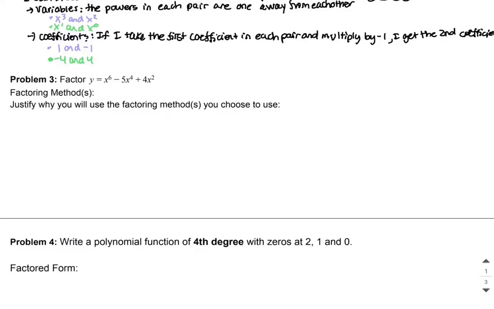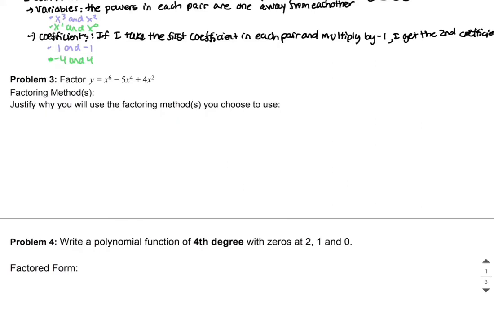For problem 3, I want to factor y equals x to the 6th power minus 5x to the 4th power plus 4x squared. Because I see 3 terms here, and this is a higher degree polynomial, I'm probably going to use the diamond method. However, in the form that it is right now, I can't use the diamond method.